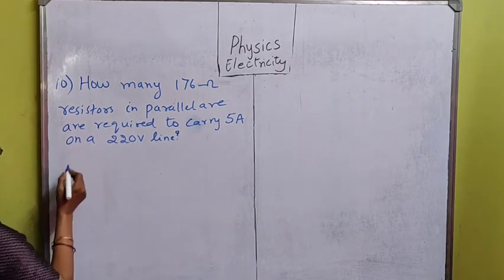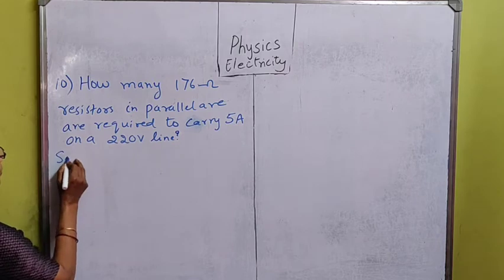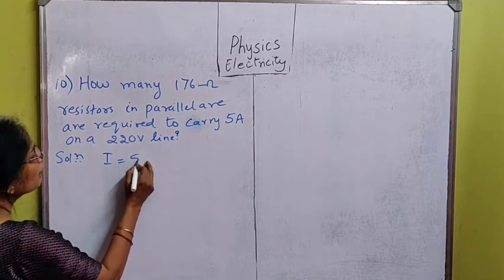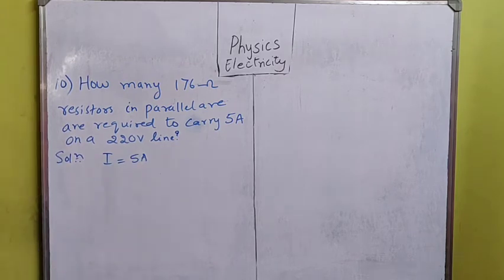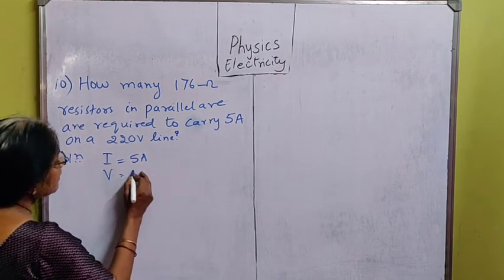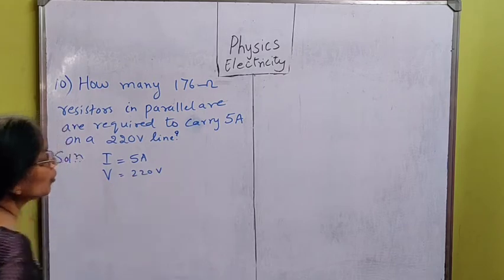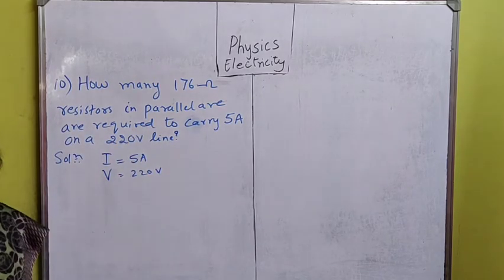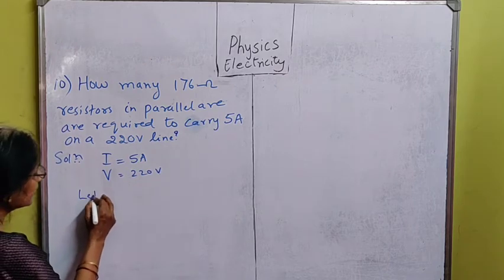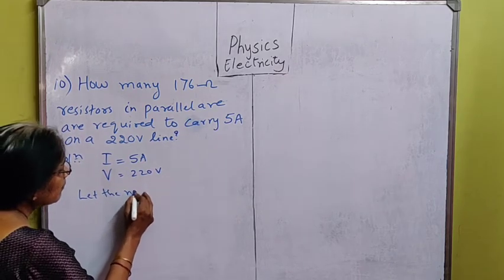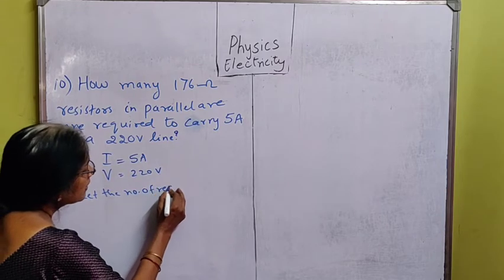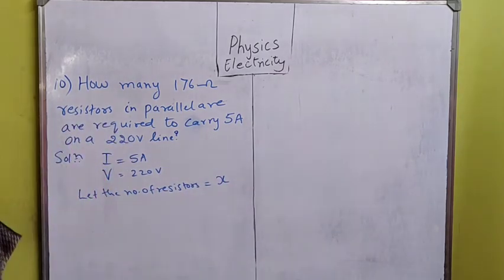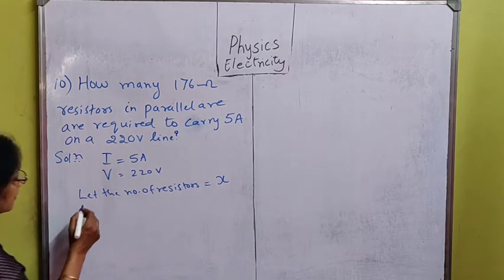So what is given to us? Solution. I is equal to 5 ampere is given. Potential difference is given. How much is it? 220 volt. And we don't know how many resistors there are. So we have to suppose, let the number of resistors be x. So there are x number of resistors.